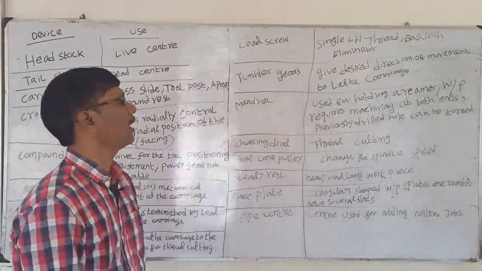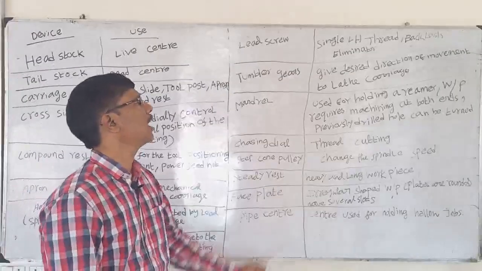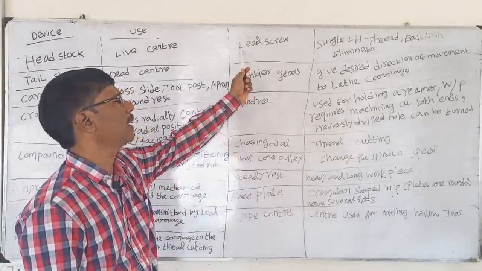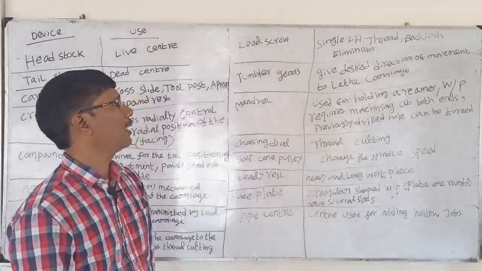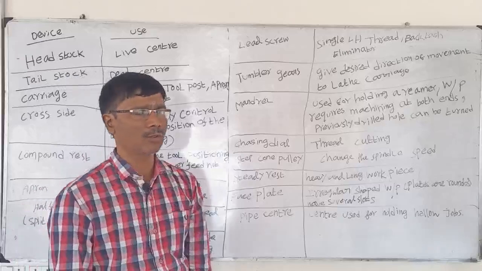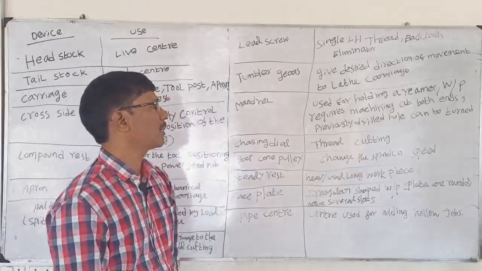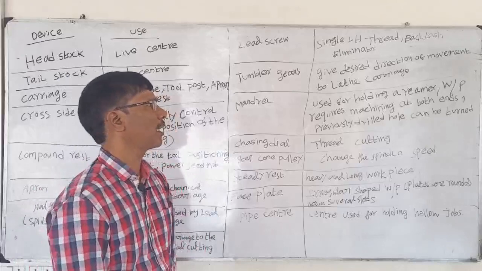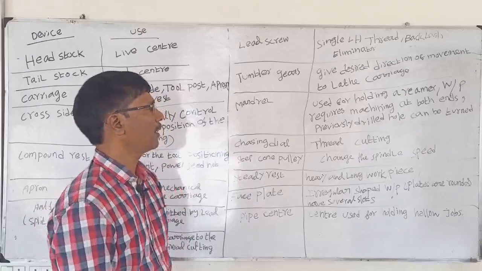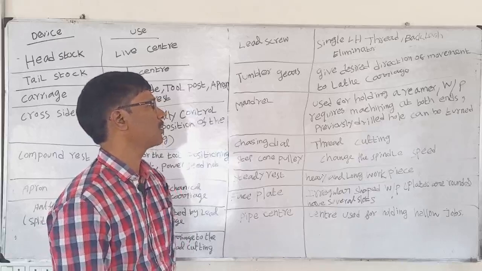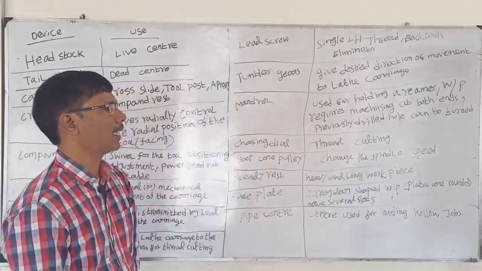And then we have the lead screw. Lead screw is a left-handed thread. From L itself, you can remember, it is a left-handed thread, and it is a backlash eliminator also. Then what is the purpose of the tumbler gear? The tumbler gear gives the desired direction of movement to the lathe carriage. Whether it has to move in which direction, it is decided by the tumbler gears.